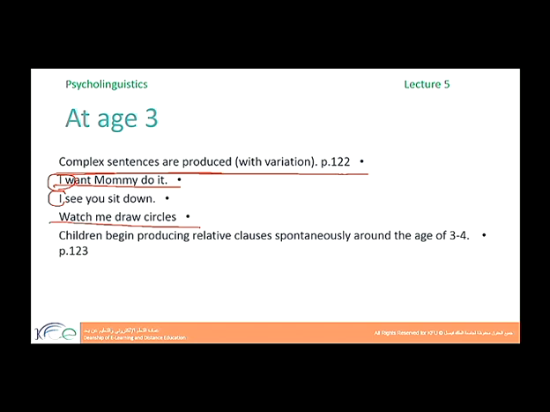So sentences start to get longer. And of course they become more complex at this time. And then relative clauses also are produced around this time, around 3 to 4 years old.